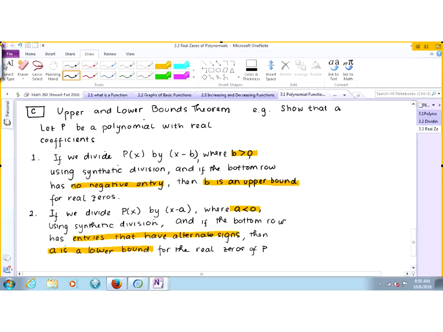Show that A and B are lower and upper bound. So this is your P of x, which is x to the 4 minus 2x cubed minus 9x squared plus 2x plus 8. And A is negative 3 and B is 5.